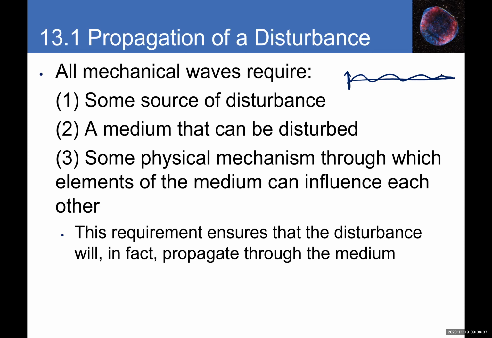So, some source of disturbance, and then the medium that can be disturbed, and then some physical mechanism through which the elements of the medium can influence each other. This requirement ensures that the disturbance will in fact propagate through the medium. That means, let's say, there's a little bit of stretching and tension in the string, or the air molecules vibrating back and forth and hitting each other. So those are the requirements for that.